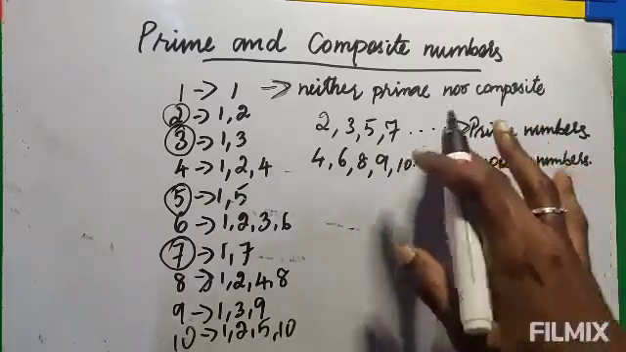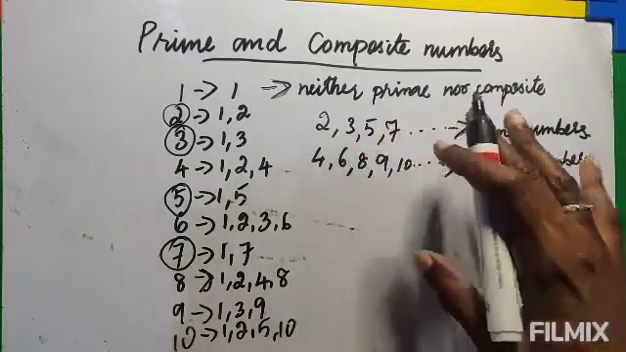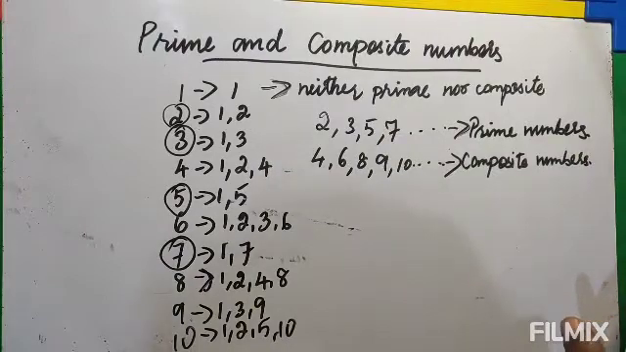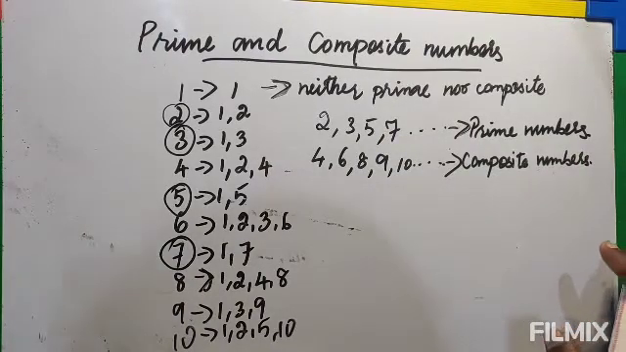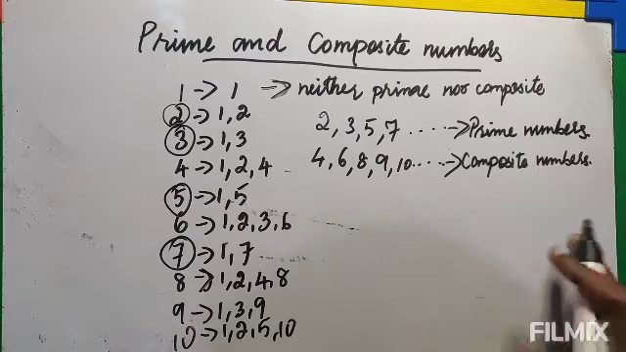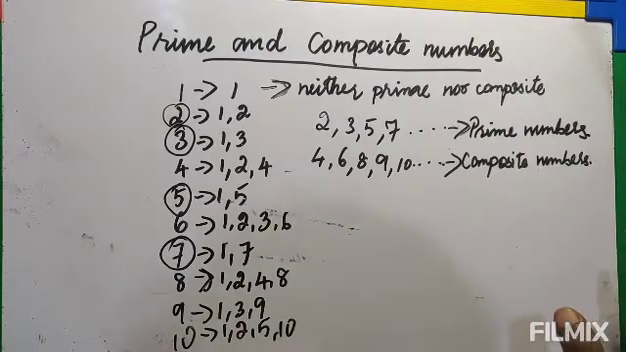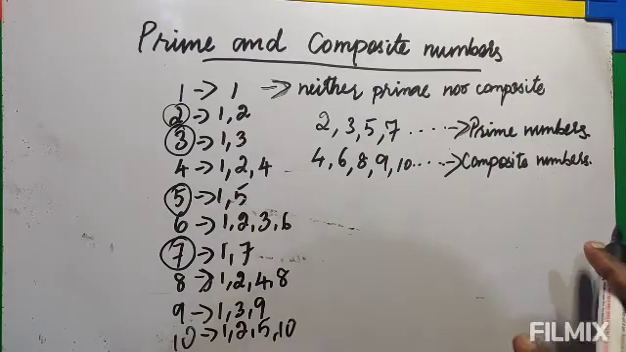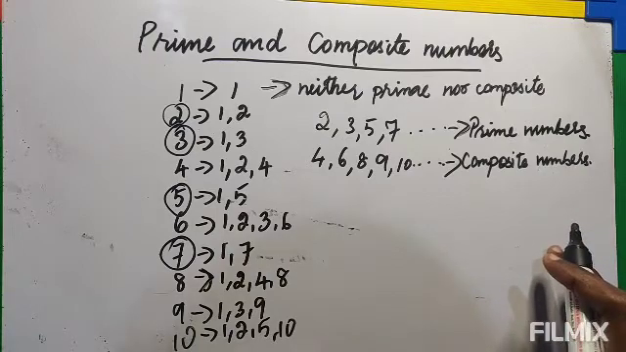There are not only these prime numbers, there are many prime numbers. You have to find out which are the prime numbers. Again, composite numbers are more than the prime numbers. That also you can find out easily by looking at their factors.